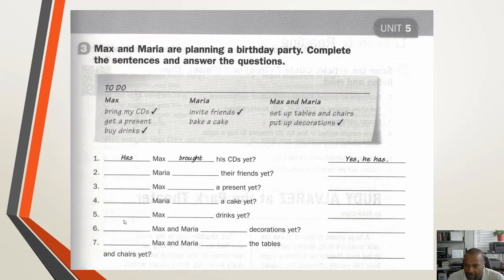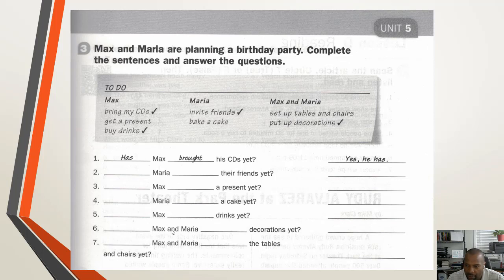Number 5, has Max blank drinks yet? Okay, so Max is supposed to buy drinks, and it's checked, so he's done it. So I would write, has Max bought drinks yet? And the answer is yes, he has.